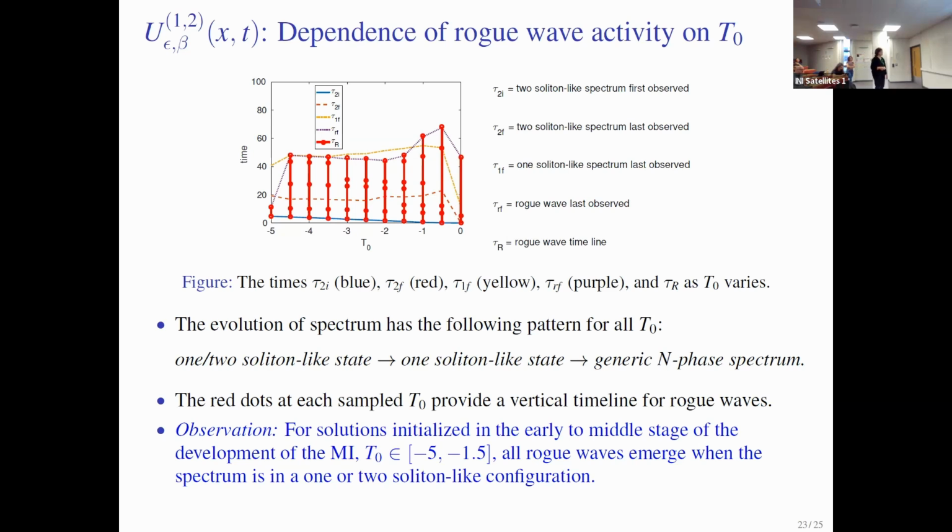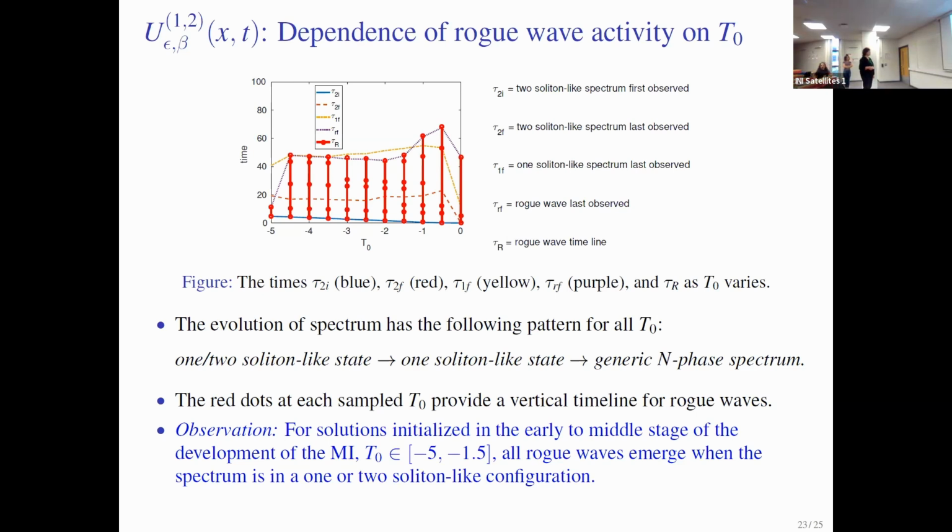And so, basically like I said before, this is the pattern. There's no oscillating back and forth. It just goes from this to a 1, then to a generic in-phase solution. And the red dots at each of the sampled T naught are providing a vertical timeline for the rogue waves.